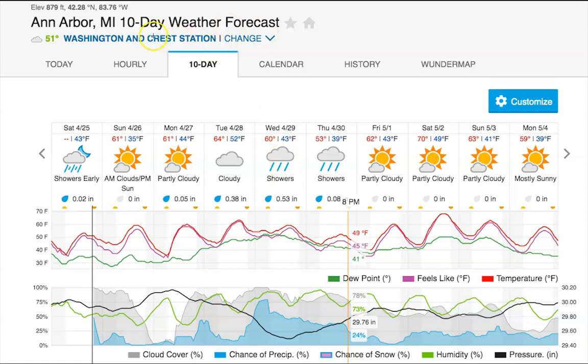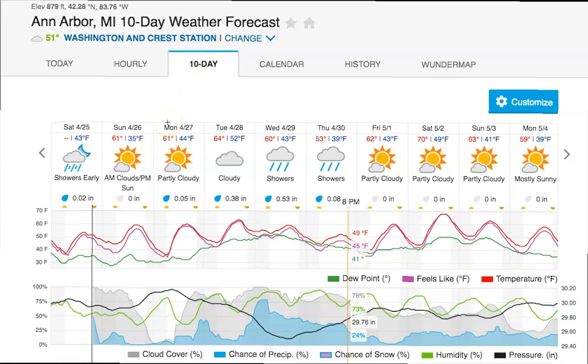So the first thing I'd like to show you is that we're looking at Ann Arbor, Michigan, a 10-day weather forecast, and that we're looking at data that's coming from a weather station that is located at Washington and Crest. Those are two roads that are right by Slauson and right by many of your houses. So this data is very specific to this exact location, which is pretty cool.